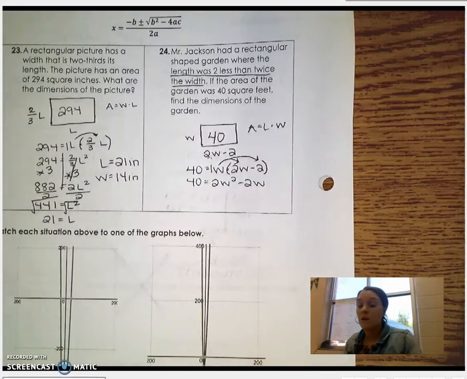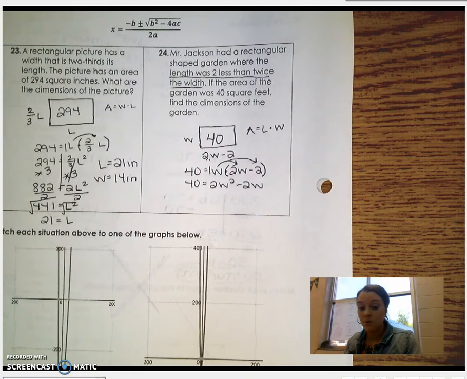I'm a big fan of the quadratic formula. You guys know that. 1, because it's on your formula sheet. You don't have to remember anything. And 2, because it works all the time.